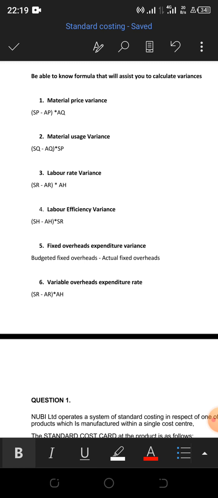Then formula number 5, the fixed overhead expenditure variance. We have to take budgeted fixed overheads, then subtract the actual fixed overheads. Of course, if budgeted is higher than the actual one, we are favorable, but if the actual expense is higher, we are unfavorable because we spend more than what we budgeted.